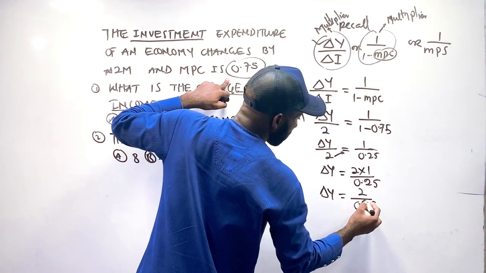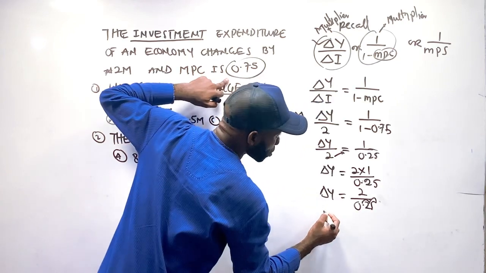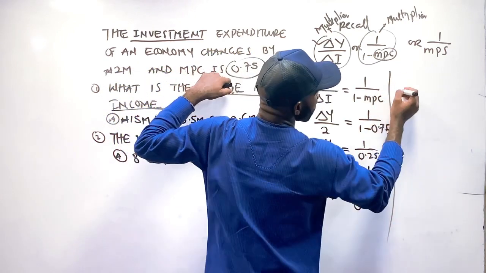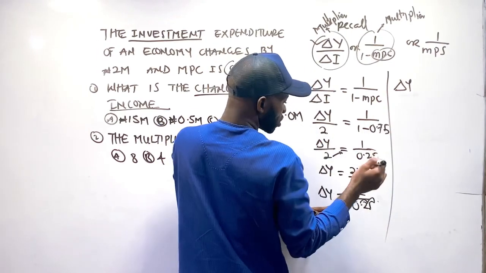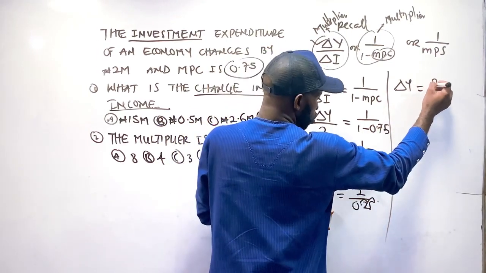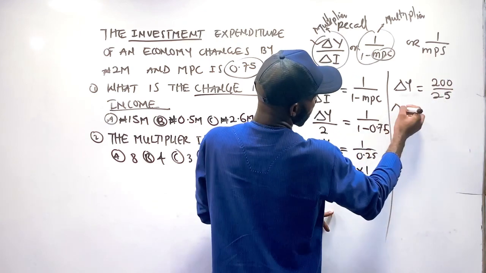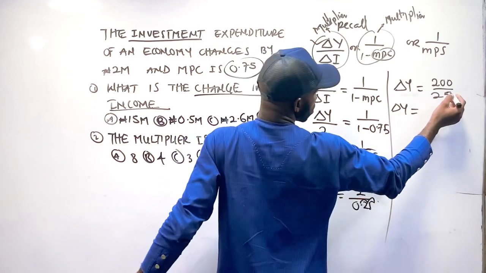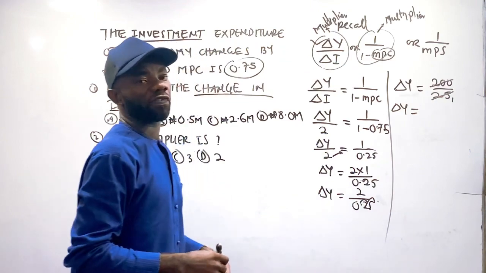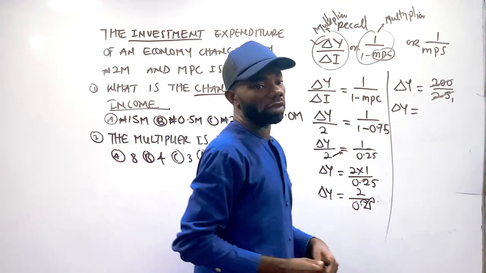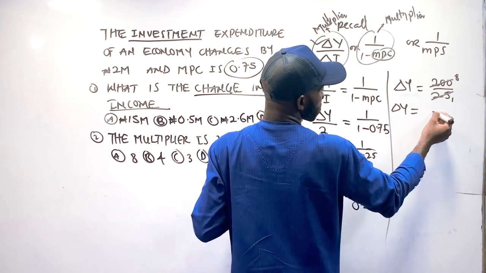But if I move my decimal point twice, I'm going to have change in income now to become 200 all over 25. We can actually put it up here. We don't need to have done the cross multiplication. And I have change in income to be equal to 25 in 100 will give you 4. In 200, it will give you 8. So what we have above is 8. Our change in income is 8.